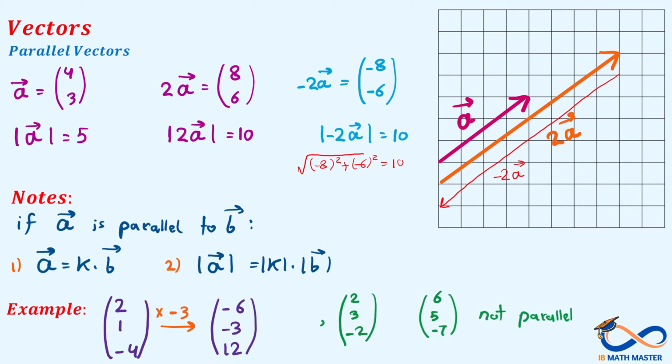Another example here, we have two vectors, but as you see, the components are not proportional, which means they are not parallel. Here, if we multiply vector 2 by 3, we would get 6. But if we multiply 3 by 3, we get 9, not 5. So that's why these are not parallel.